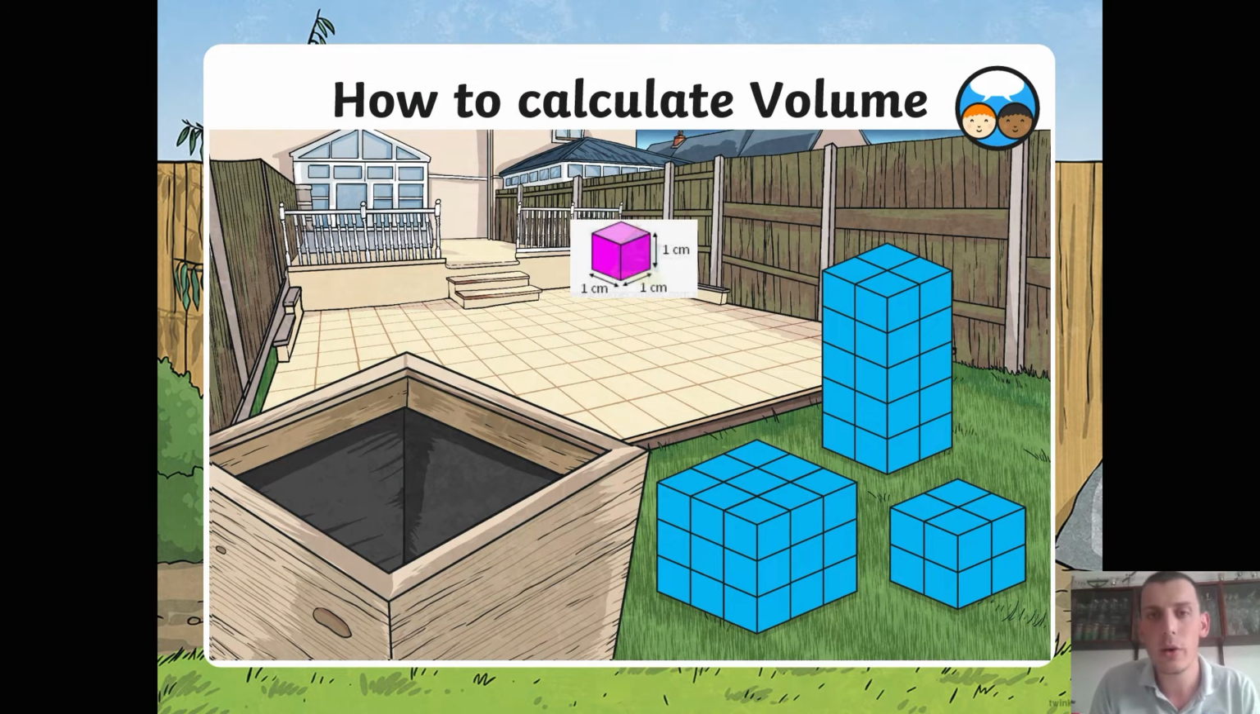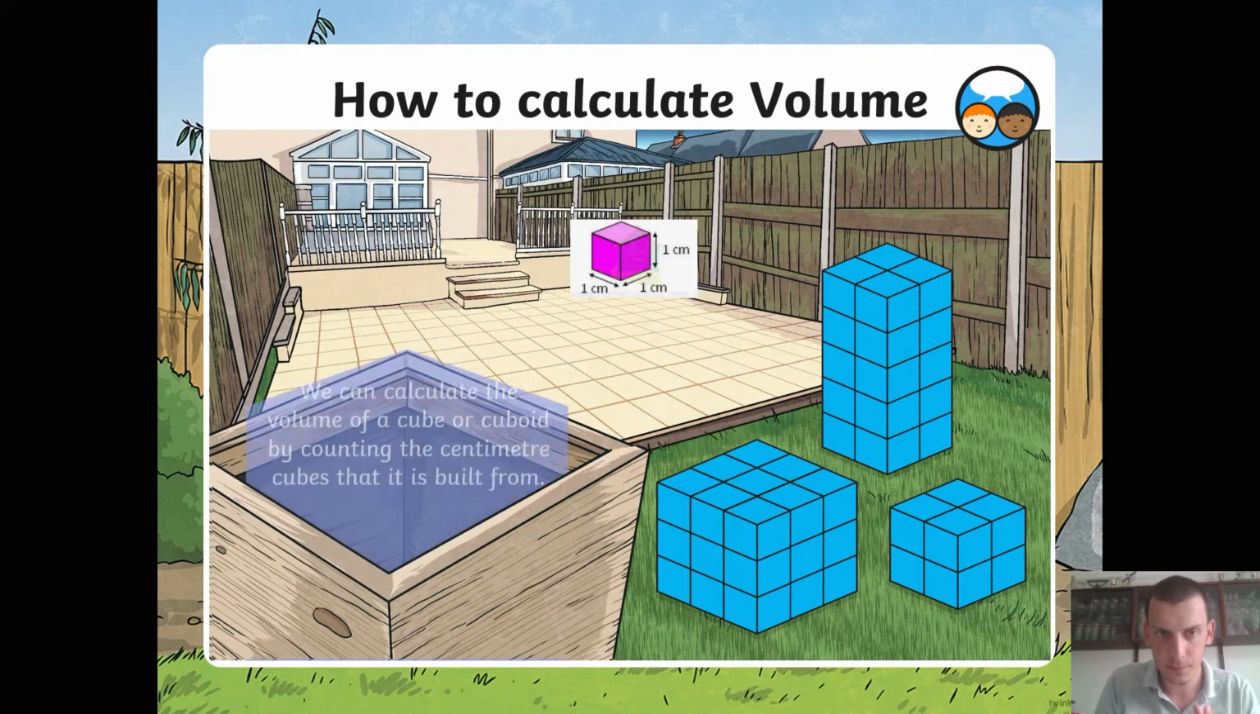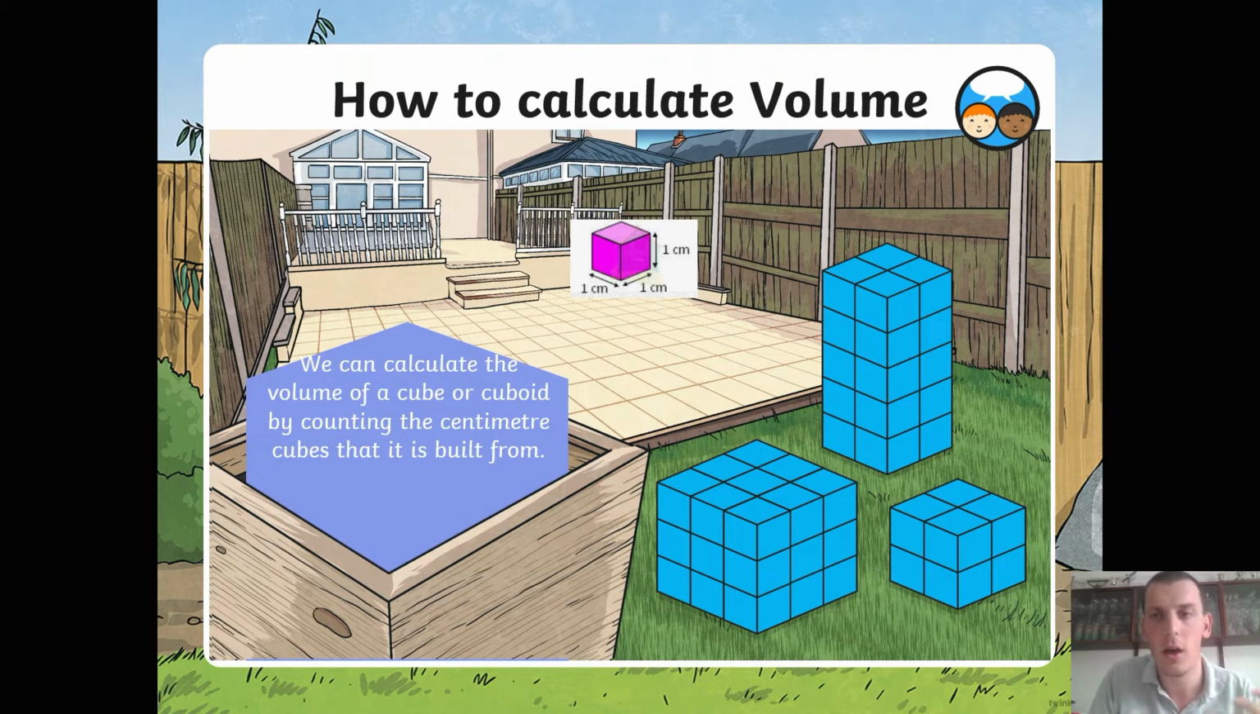Right, how do we calculate the volume? Now, there are a few different ways. The first way you can calculate volume is by counting up the centimeter cubes. You can only do this if the shape is made out of centimeter cubes. So these three shapes are all made out of centimeter cubes, so the way we can find out the volume of them is just by counting up the centimeter cubes. I'm going to do these for you, and then you're going to go and do some yourself.